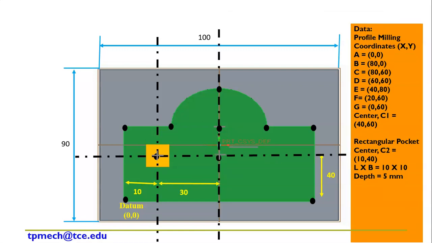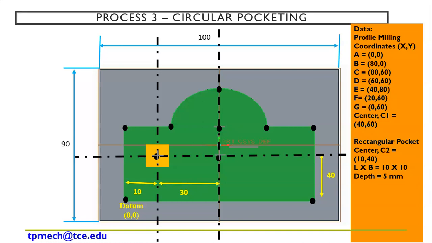The next is circular pocketing, right? Circular pocket. So here the center point is C3. Values are 40, 40, and the diameter is 10 mm. Depth is 5 mm. Right?